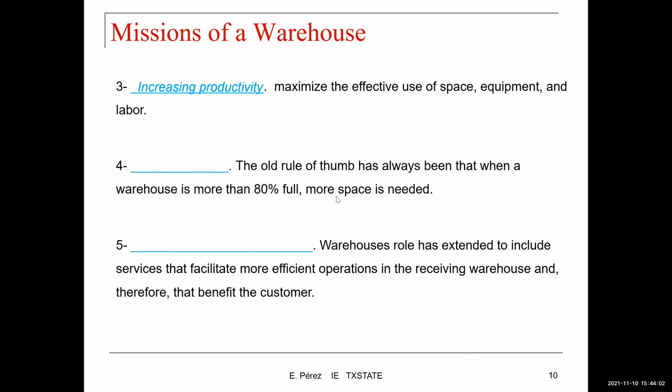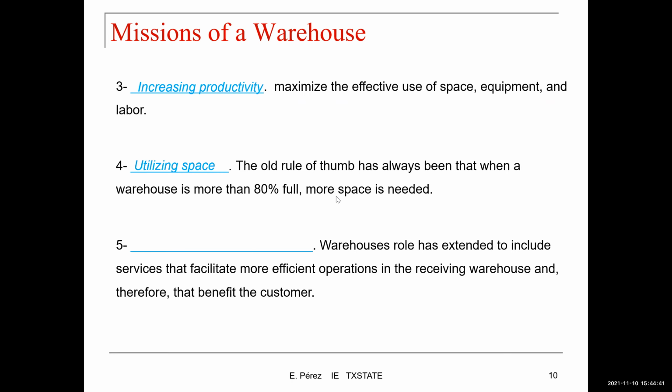Number 3, increasing productivity is to maximize the effective use of space, equipment, and labor. As we were discussing in one of our lectures already, if you have 2 machines and 1 operator, most likely one of those machines is going to be idle at some point. But if you have 3 operators and 2 machines, one of those operators might be idle at some point. So productivity is connected with that planning in which you're trying to maximize the effective use of space, equipment, and labor.